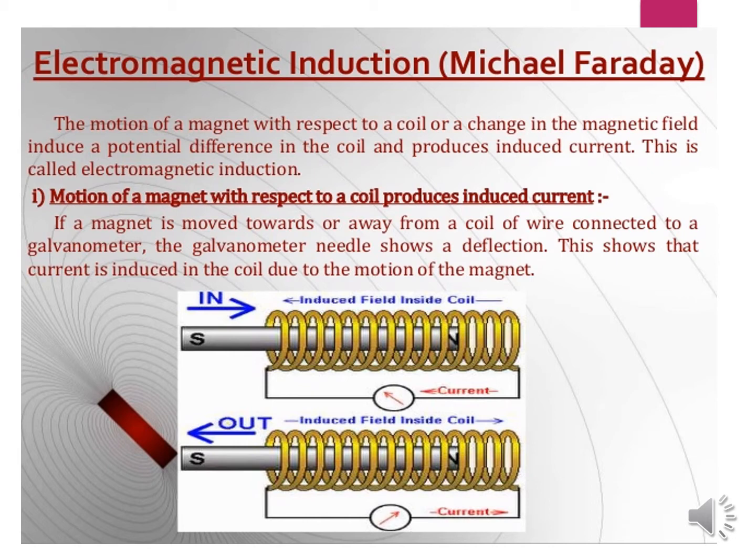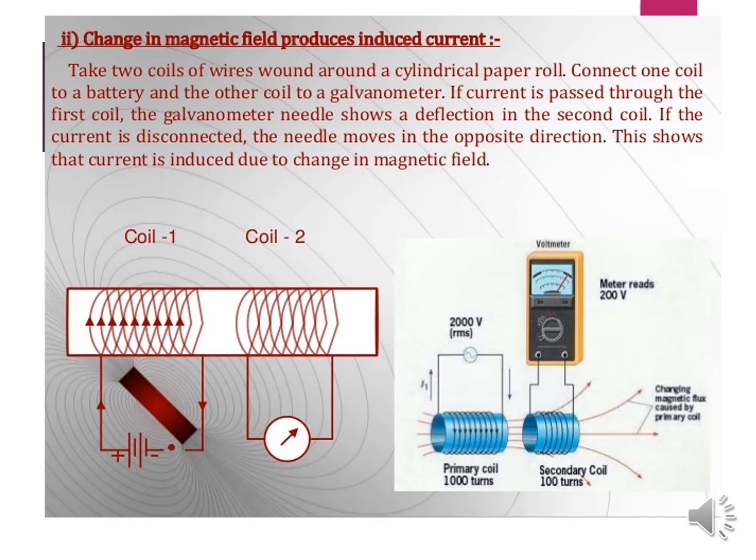If a magnet is moved towards or away from a coil of wire connected to a galvanometer, the galvanometer needle shows a deflection. This shows that current is induced in the coil due to the motion of the magnet. You can see the image. We have a circular coil like a solenoid and we are inserting a magnet into it, so it acts as electromagnetic induction. It means current is induced inside the coil. Change in magnetic field produces induced current.